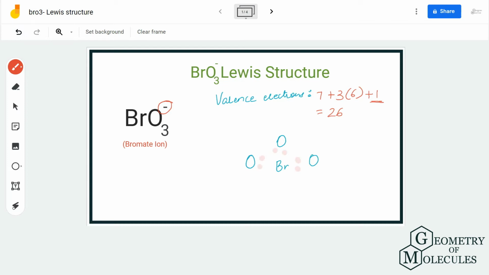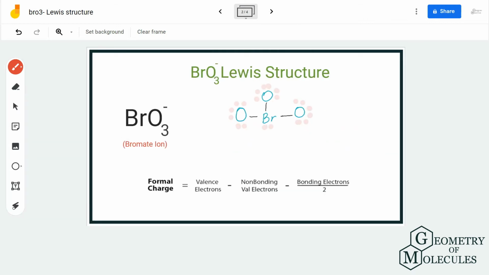Now when you start arranging electrons, each oxygen atom will require 6 more, which means we can use up 18 out of 20, and the rest 2 electrons will be shifted to bromine. Doing that, the octets of all the atoms will be completed, as every atom will have 8 valence electrons. And you might think this is the Lewis structure for BrO3 minus, but hold on.